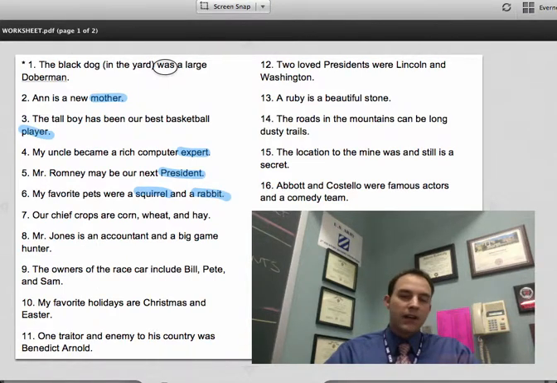Take a look at this on here. You might want to pause it, just look through these, see if you can mentally work your way through these. If you don't have much of a problem identifying the complement, which is also known as predicate nominative in this case, then I think you'll be fine in class.